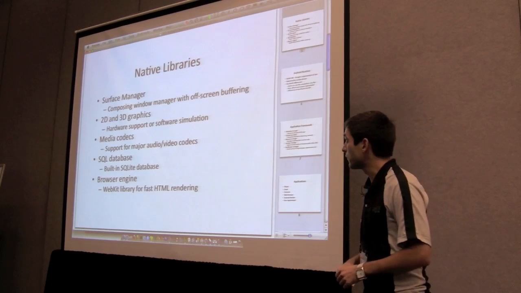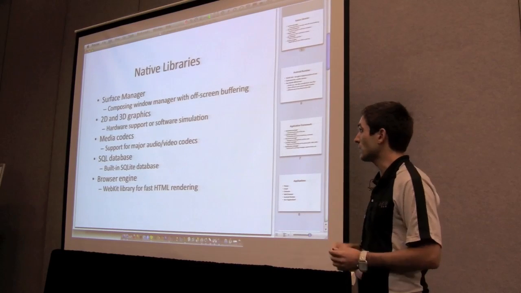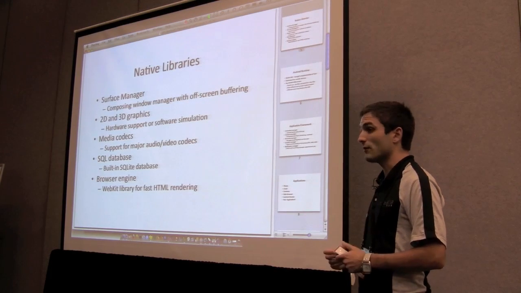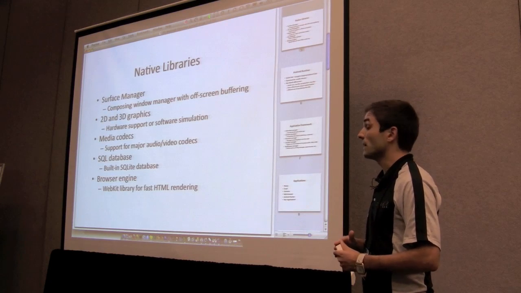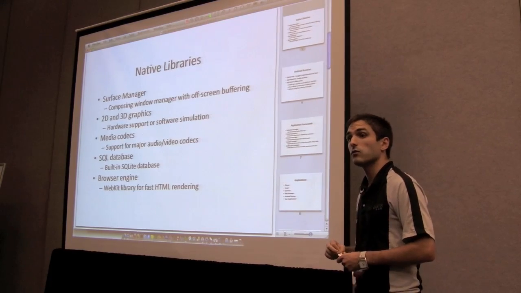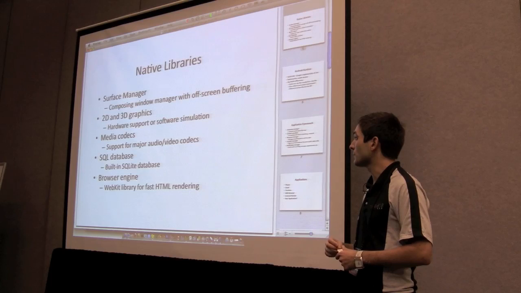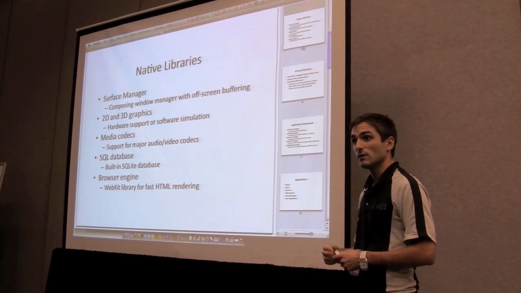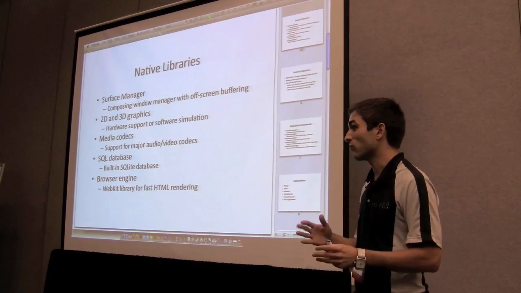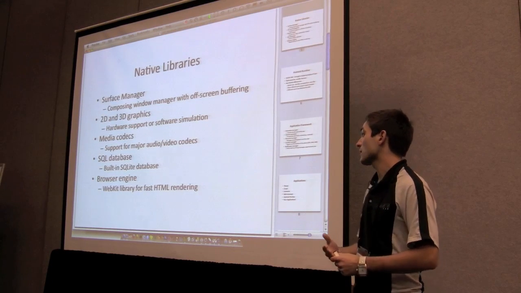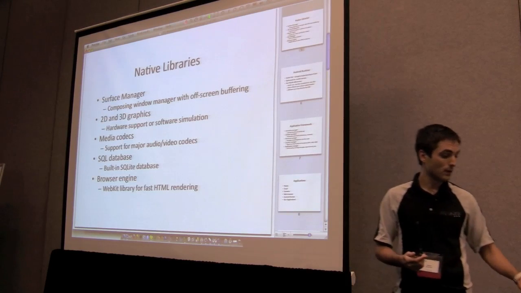Native libraries provide for things such as Surface Manager, which deals with the actual screen, things of that nature. A 2D, 3D graphic rendering engine that's built in. It uses OpenGL, for instance. Media codecs, so everything from rendering for different movie formats, audio formats. There's a SQLite database built in. That's kind of cool to know, I guess, for some of you that deal with databases. So you have a full-fledged SQLite database built in. Browser engine, it uses WebKit, which is the standard HTML rendering.